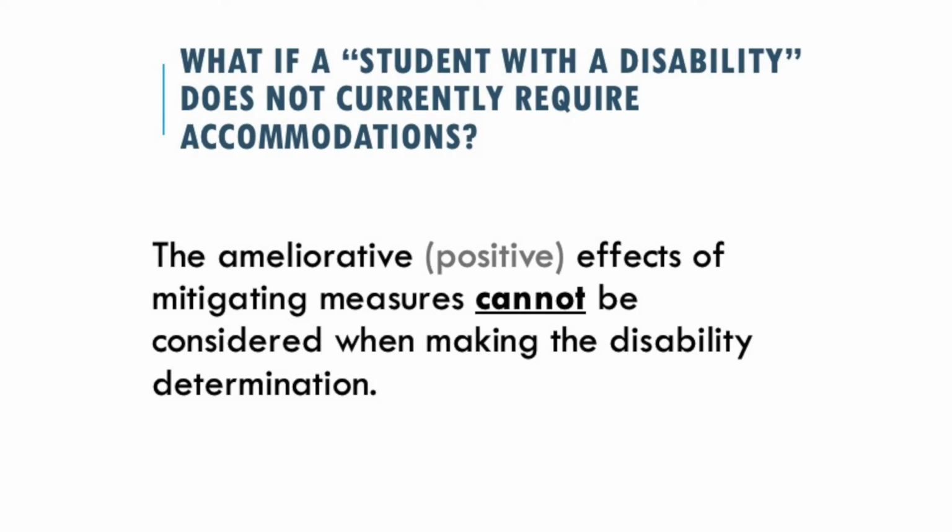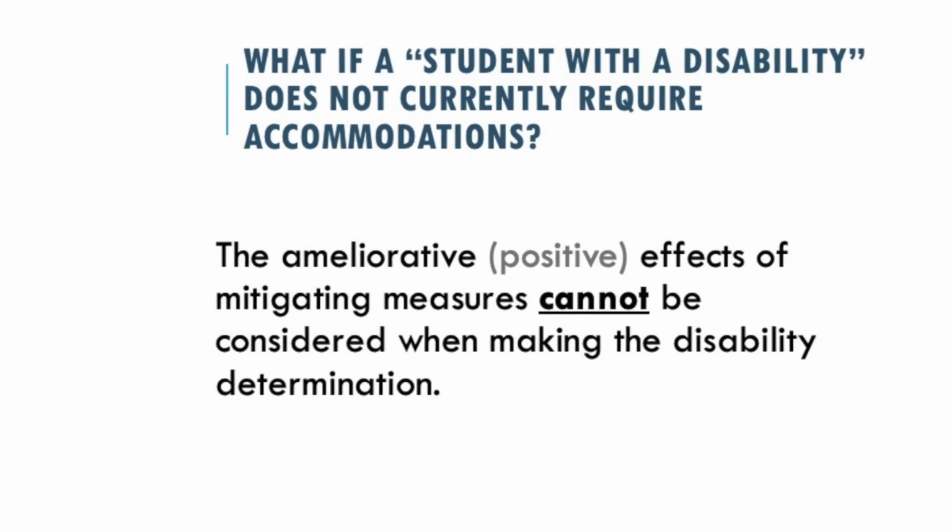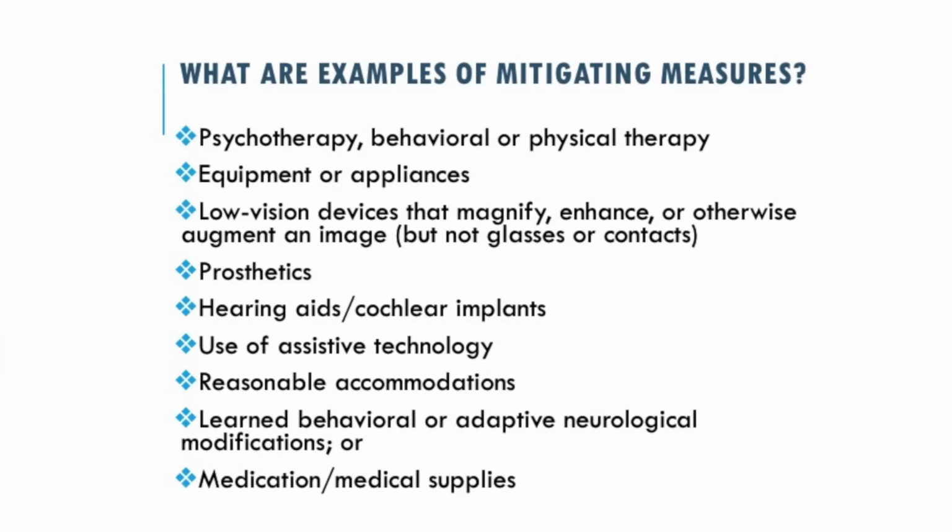Determining eligibility for Section 504 protections and the need for an accommodation plan are two separate decisions. Some students may be eligible but not currently need a 504 accommodations plan. Some examples of mitigating measures might be psychotherapy or physical therapy, equipment or appliances, low vision devices, prosthetics, hearing aids, use of assistive technology, reasonable accommodations, learned behavioral or adaptive modifications, or medication and medical supplies. This list is not exhaustive.